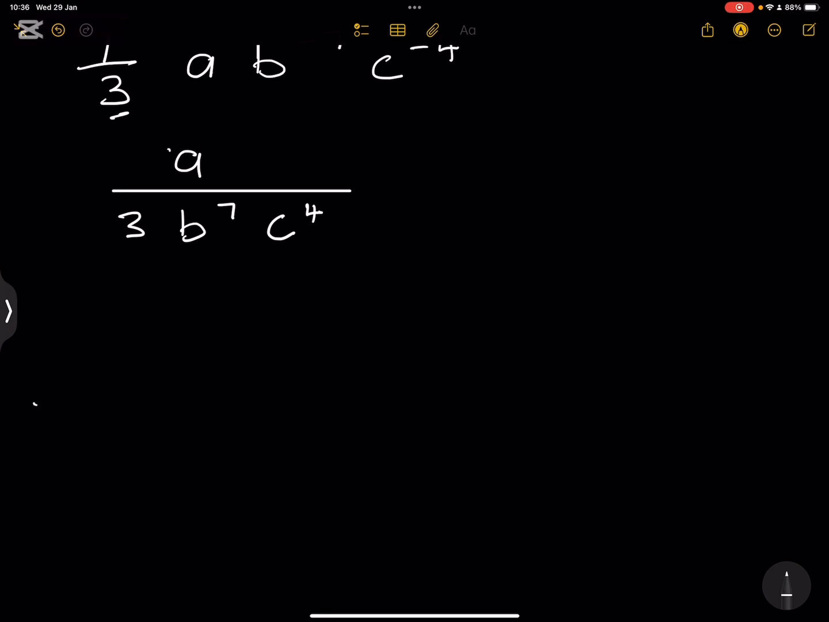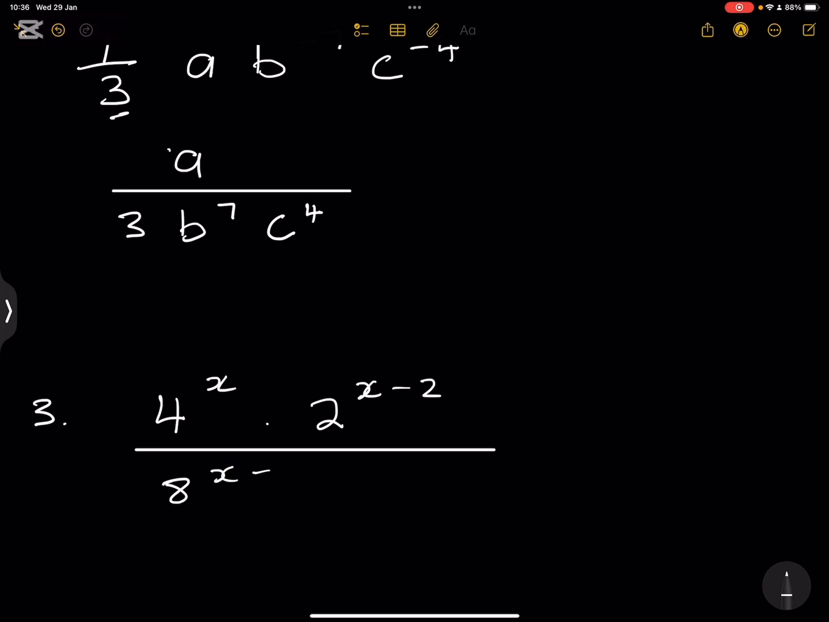And finally, let's take the third example. What did we have there? So we had 4 to the x, multiplied by 2 to the x minus 2, and this is divided by 8 to the x minus 4.